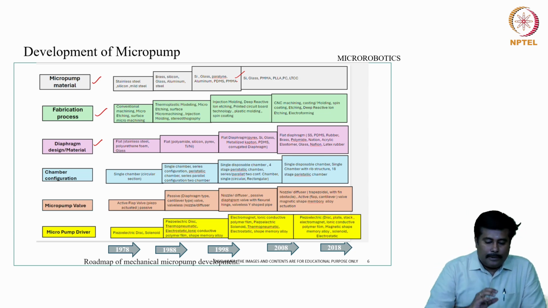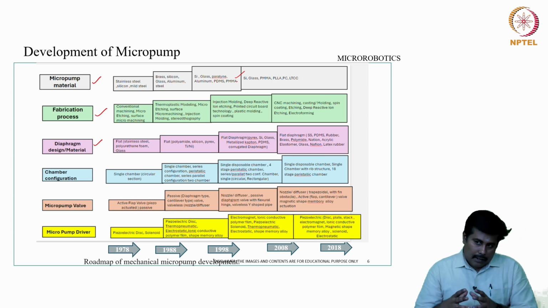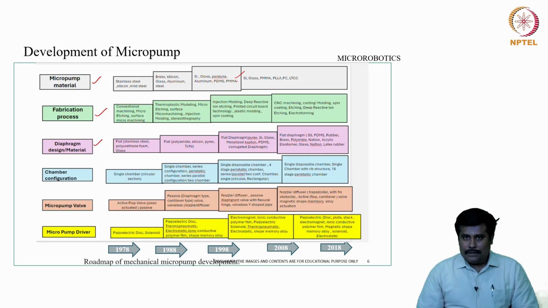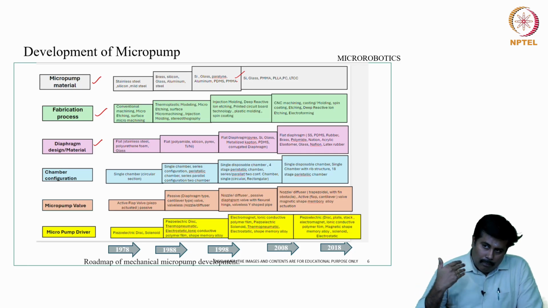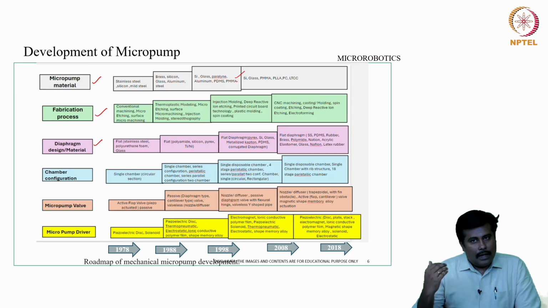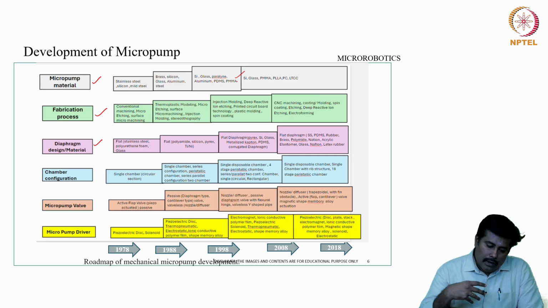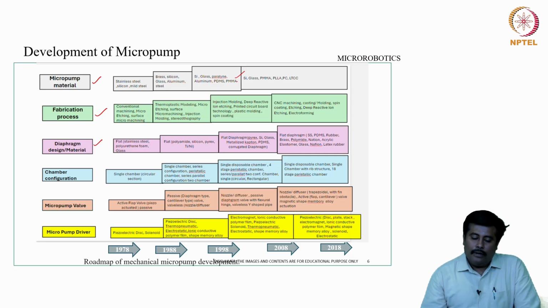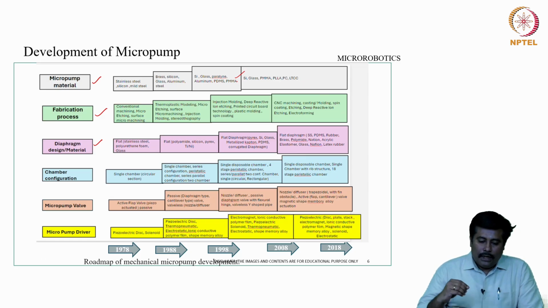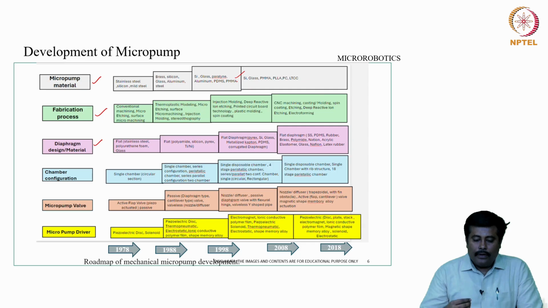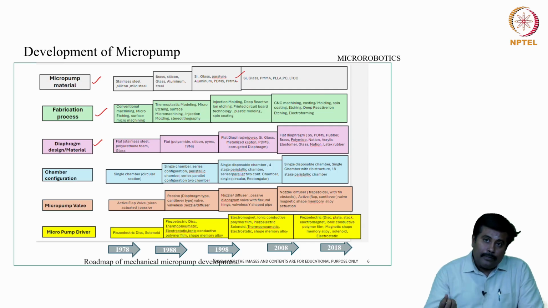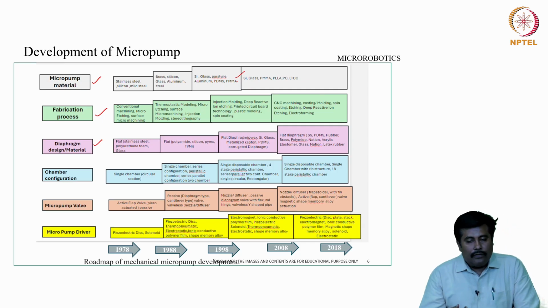From this point of view, as far as micropump configuration is concerned, we may need both the top down approach and the bottom up approach. Conventional machining can be deployed, micro etching can be deployed, surface micro machining can be deployed. In addition to this, micro etching, micro machining, injection based micro molding, stereolithography, etc. are some of the fabrication processes.